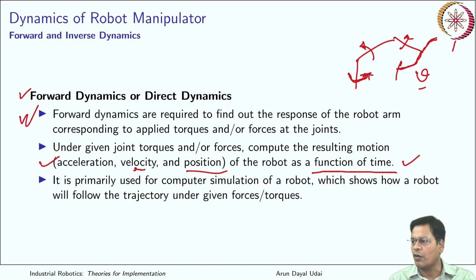We are going to study it as a function of time. It is not that it is going to start today and stop tomorrow. Everything is with respect to time. So we are very particular about the acceleration behavior or velocity behavior even when it goes from one point to another. It is primarily used for computer simulation of the robot, which shows how a robot should follow a given trajectory under given forces and torques at the joints.